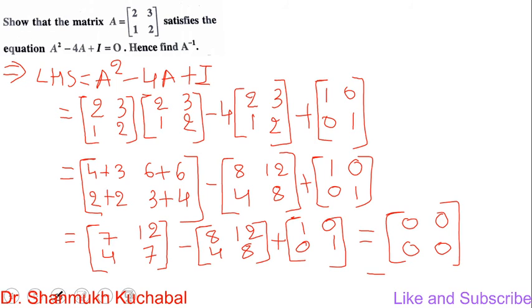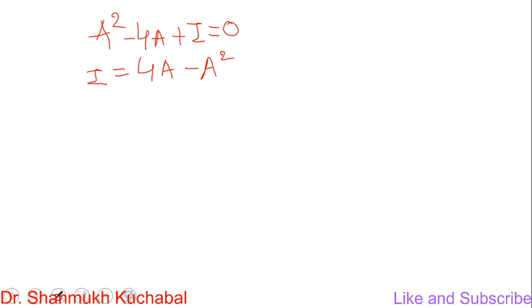Therefore this we can call it as O, and this is the RHS. So we have taken the LHS, we got the RHS, therefore it satisfies this equation. Then that equation we take as A square minus 4A plus I equal to 0. Then we will write a solution for I. So I equals, the rest of the things we should transpose to the RHS. So minus 4A will become plus 4A, plus A square will become minus A square.